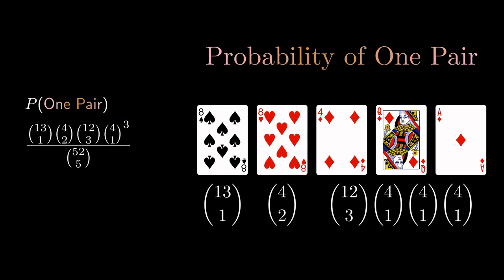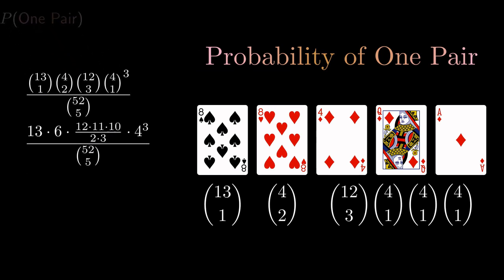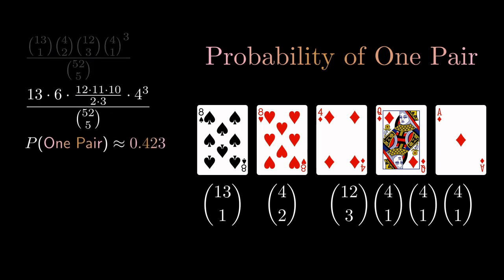We'll simplify this. As I said, 4, choose 2 is 6. 12 choose 3 looks like that. And then it's 4 cubed. All right, and drum roll, what's the probability? 0.423, so a little under 50%. So this is not an unusual hand.